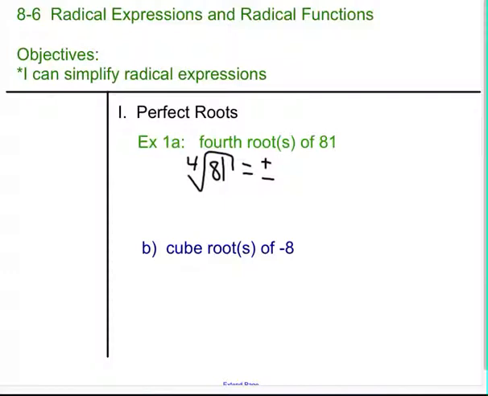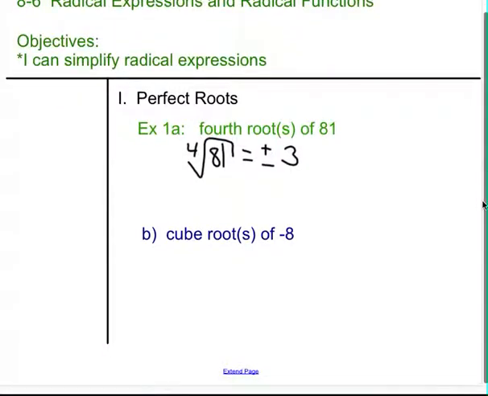And the fourth root of 81 is 3, because 3 times 3 is 9, times 3 is 27, times 3 is 81. All right, our second example, we're looking at a cube root. And you can take a cube root of a negative number, because a negative times a negative times a negative is still negative. So negative 2 times negative 2 times negative 2 gives us negative 8. So odd roots only have one answer, and you can take odd roots of negative numbers.